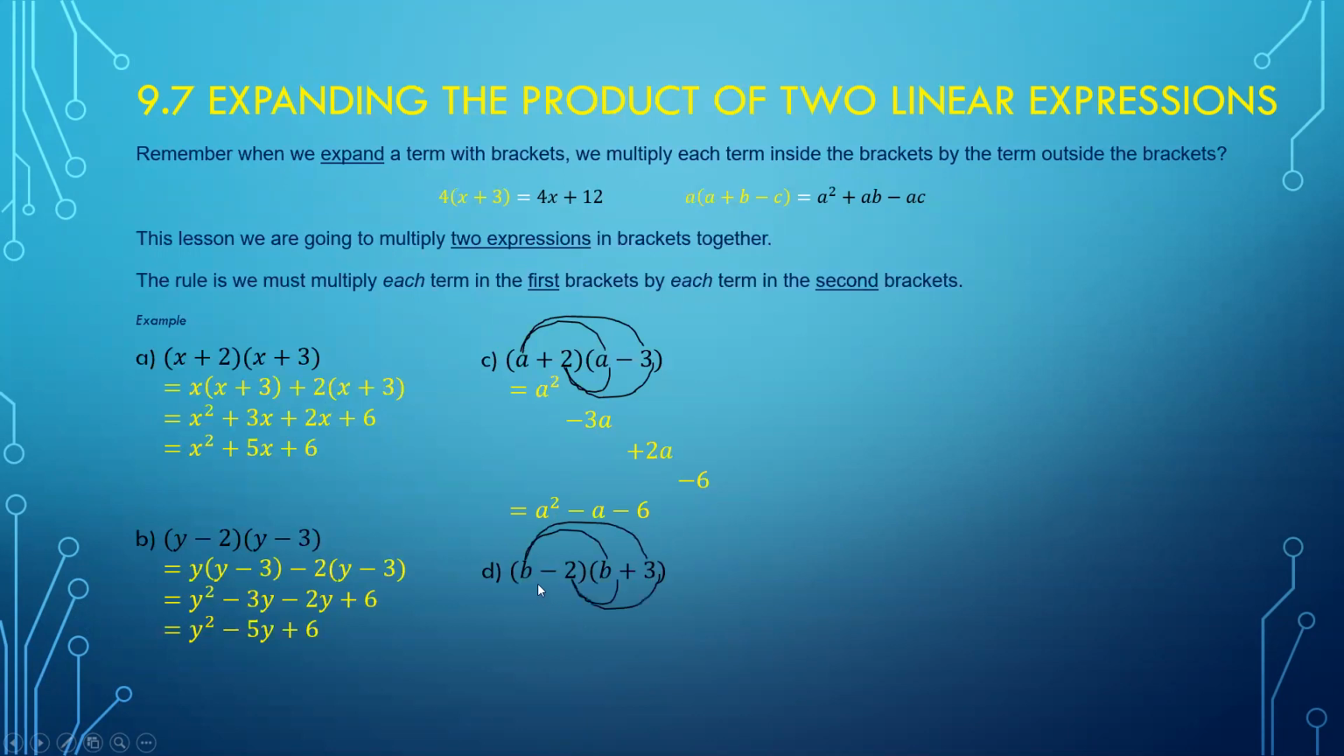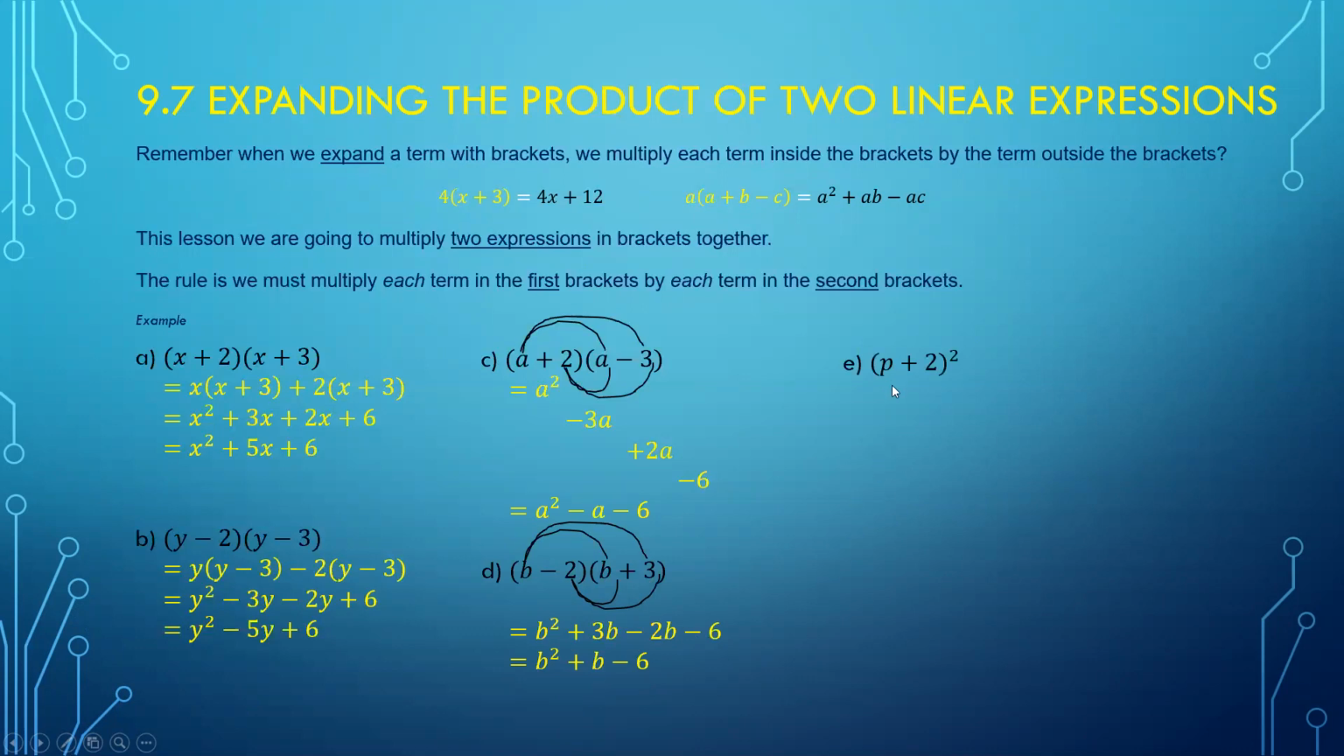You can see from here, I do it very fast. b times b, I get b squared, and then b times 3, I get 3b, negative 2b, and right here, negative 2 times this, I get minus 6. So in the end, our answer will be b squared plus b minus 6. Plus b, because 3 minus 2, you get 1b here, right?